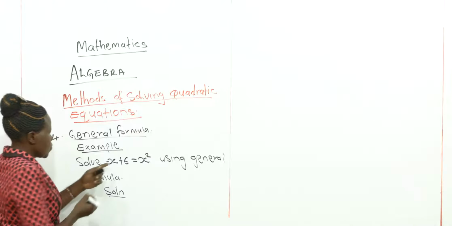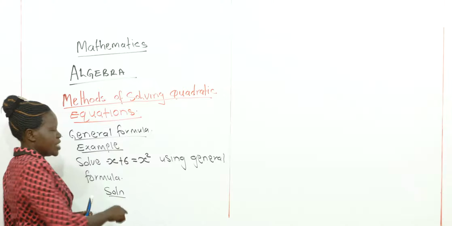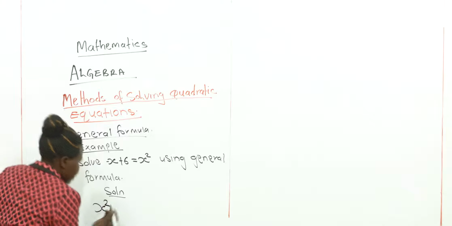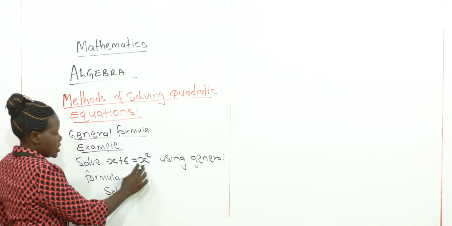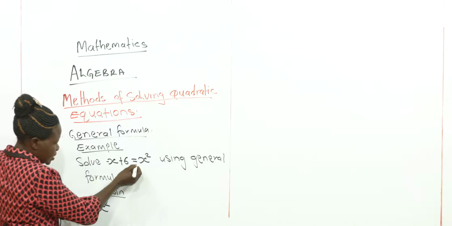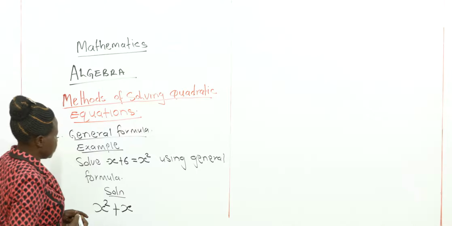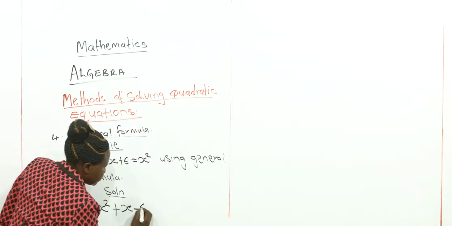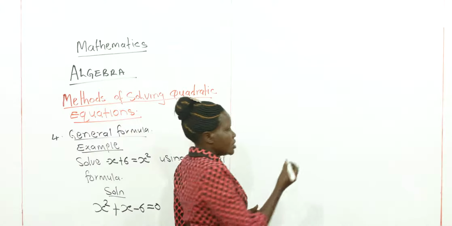So what we do, we rearrange this, and we know that our quadratic equation begins with the second degree term. So you will have x squared, and then all of this on the left hand side will cross the equal sign and go to the right hand side. So when negative x crosses here, it becomes a positive x. And then positive 6, when it crosses the equal sign, it becomes a negative 6. And now this becomes a complete quadratic equation.